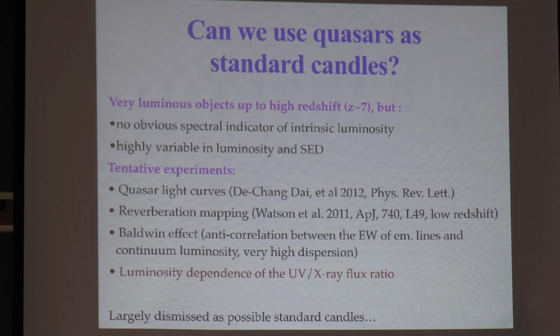And so there were several attempts based on light curves, based on seeing how quickly one part of the quasar responds to the variability of another part, which is reverberation mapping, and so on. And one of these is the luminosity dependence of the UV to X-ray flux ratio. I'll focus on this. All these were being largely dismissed because the uncertainty was too high. And let me go on to the last one.